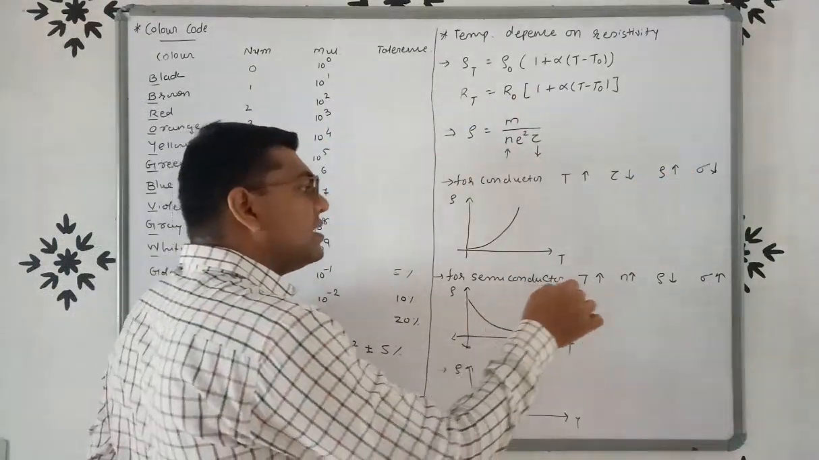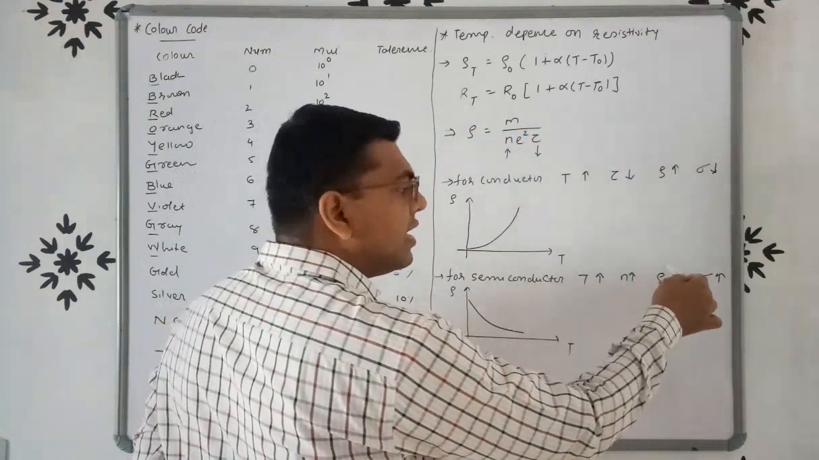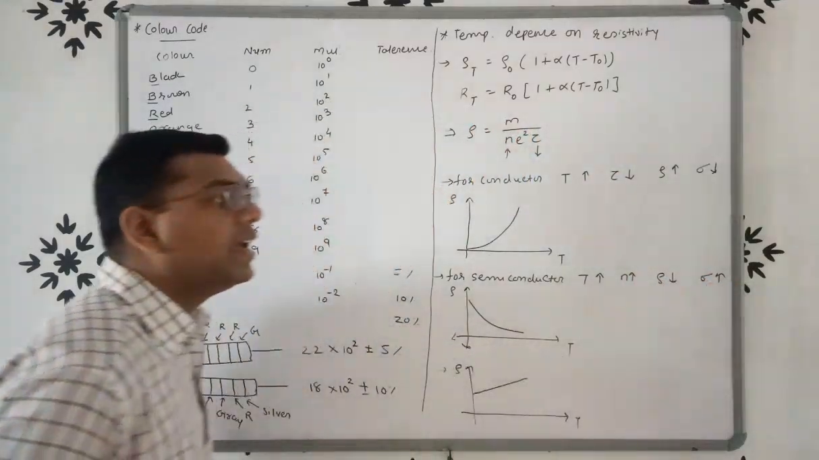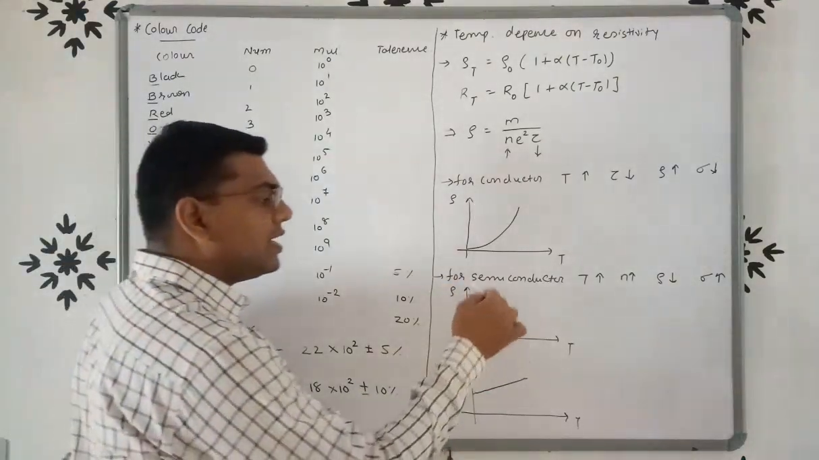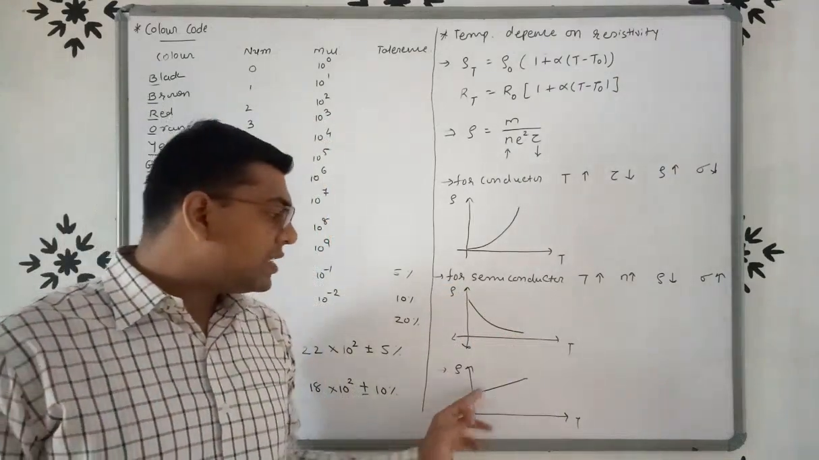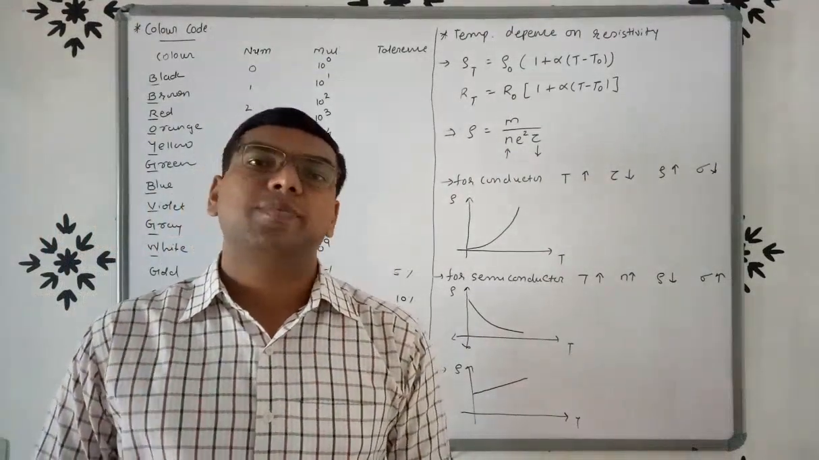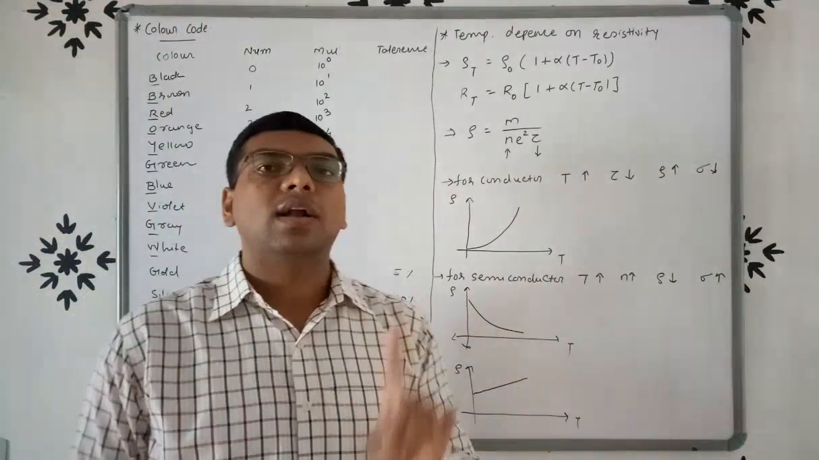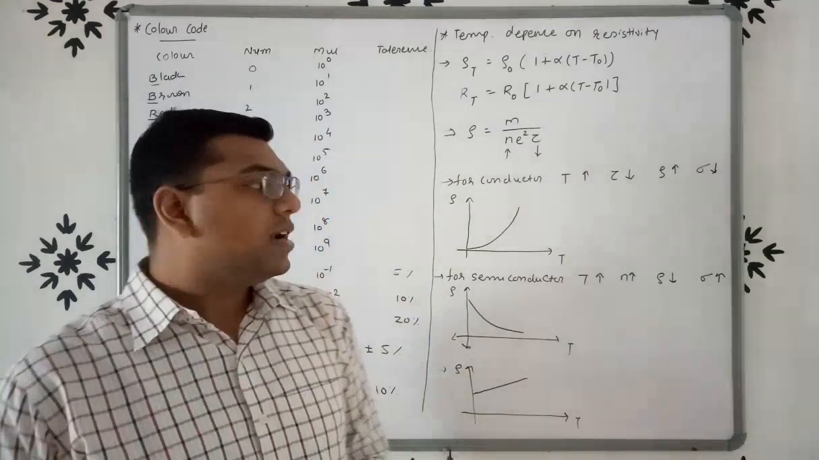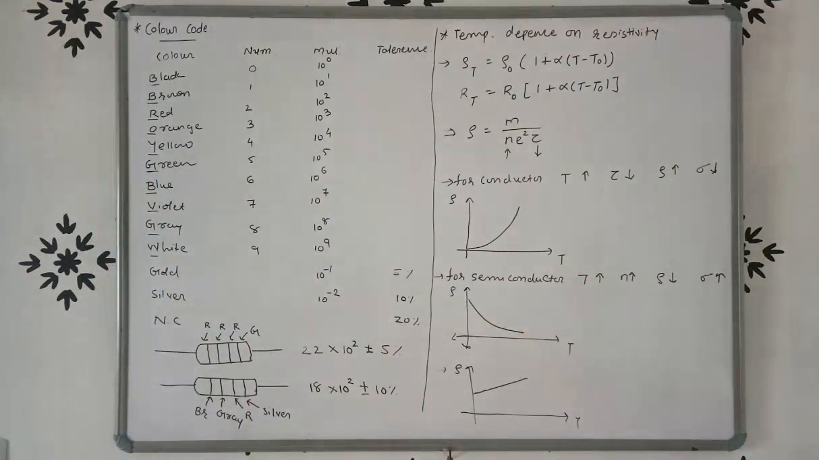Now for semiconductor, as the temperature increases, the number density increases, so resistivity decreases. And if resistivity decreases, then conductivity increases. So the graph of rho versus T is like this. Then for material like nichrome, the graph of rho versus T is like this, because the resistivity does not depend much on temperature. But this happens only in nichrome, right? So this is the color code, and after that we will discuss the temperature dependence of resistivity, right?